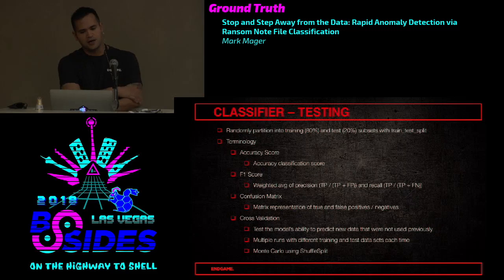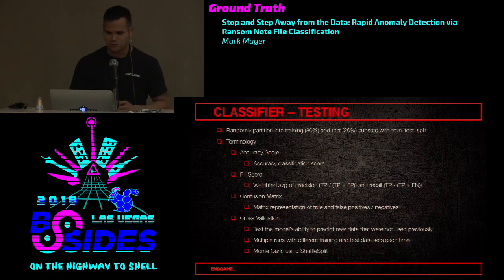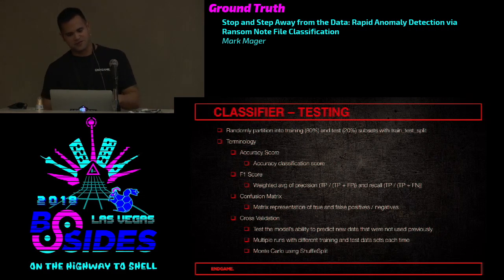So for testing, we're going to split into 80-20 subsets using train test split. And it might be known by most of you, but just going over some terminology here. Accuracy score is referring to the accuracy of the actual classification. F1 score is a weighted average of the precision and recall. Confusion matrix just provides an overview of false negatives, false positives, true positives, and true negatives.